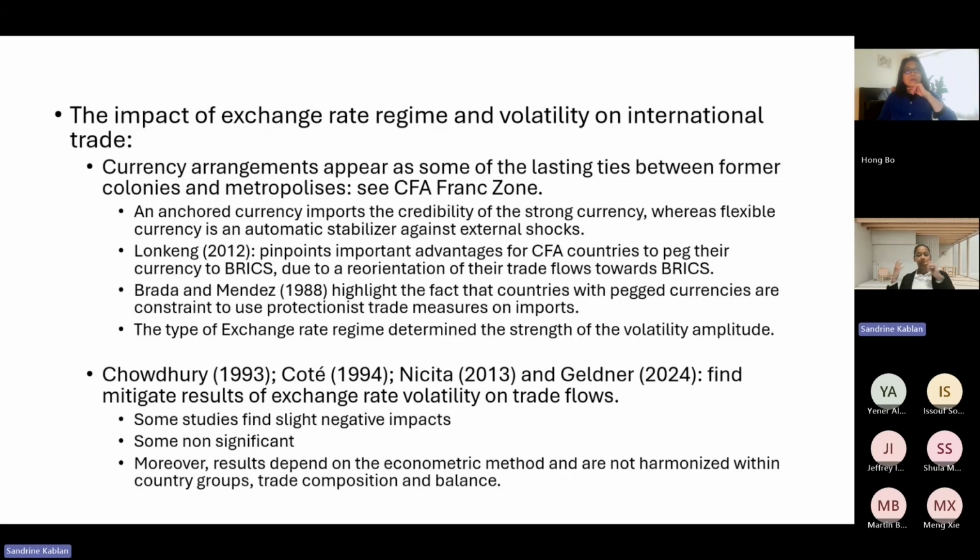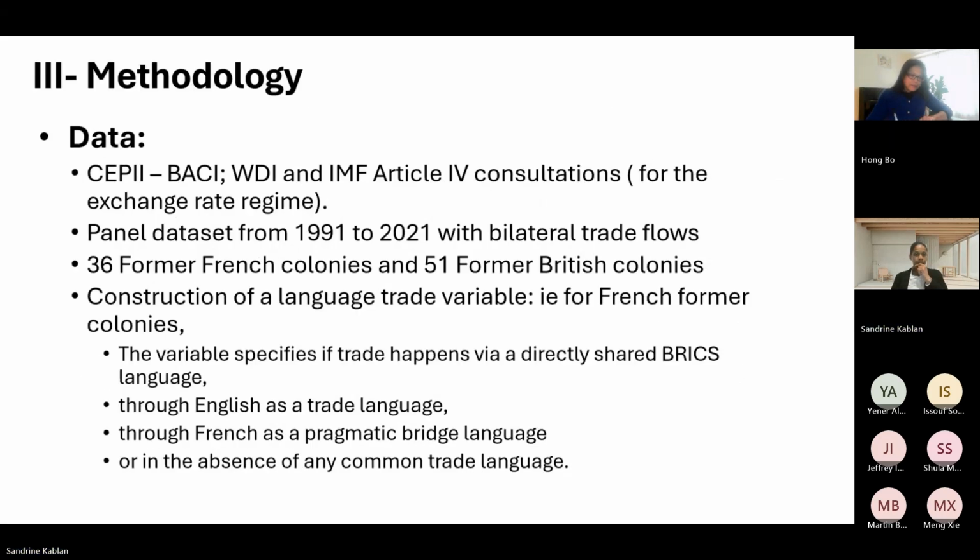Moreover, what is important to keep in mind is that results depend on the econometric method. Some studies pinpoint that it's important to have the right econometric method and to know what you want to study. Pay attention to the long-term and short-term impact of volatility. Okay, so now that we have a broad picture of the literature, we know what has been done on the different parts of the literature.